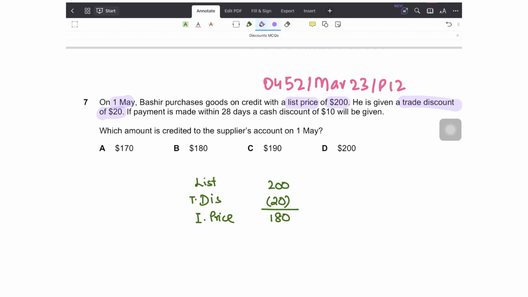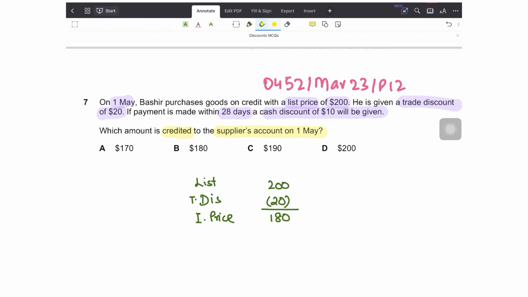180. Further it says, if payment is made within 28 days, a cash discount of $10 will be given. So if he makes the payment within 28 days, he won't be paying 180, then he'll be paying 170. The question is very important. Which amount is credited to the supplier's account on 1st May?